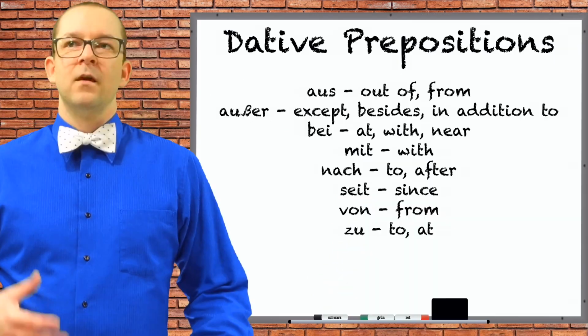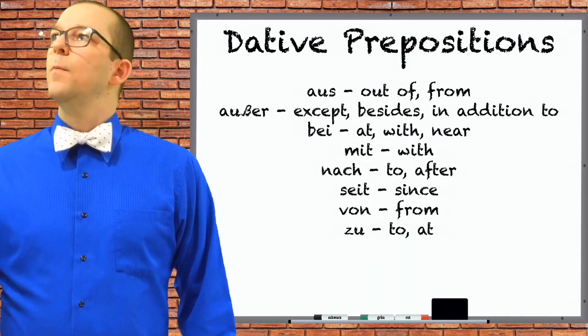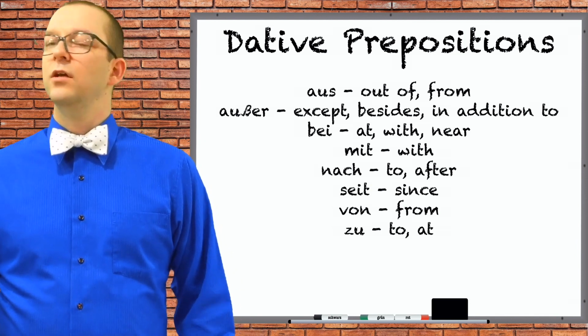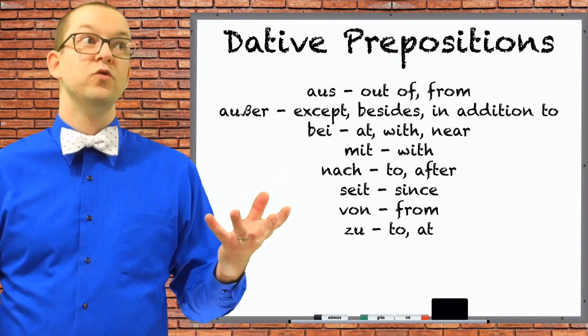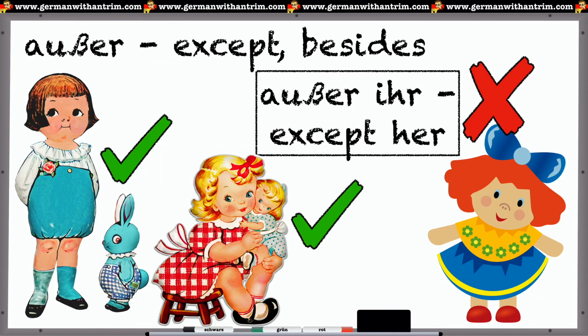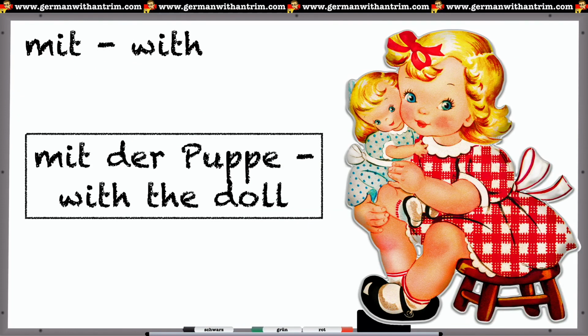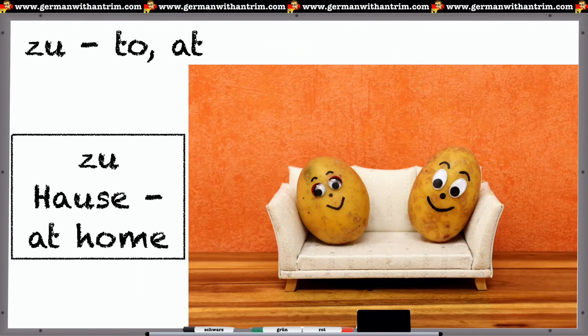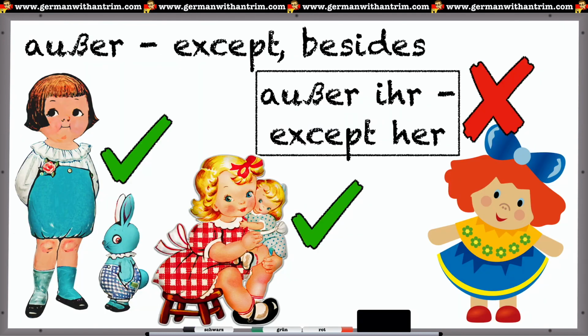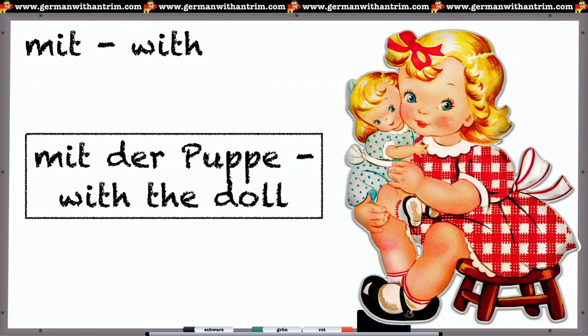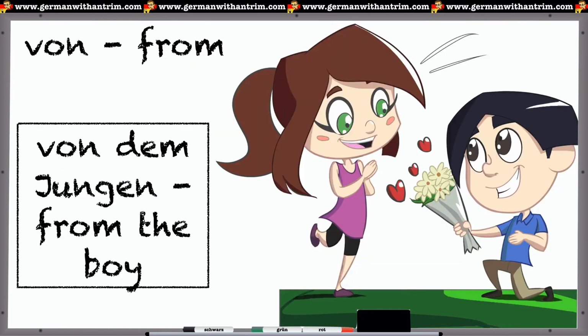Aus, außer, bei, mit, nach, seit, von, zu. Aus, außer, bei, mit, nach, seit, von, zu. Aus, außer, bei, mit, nach, seit, von, zu.